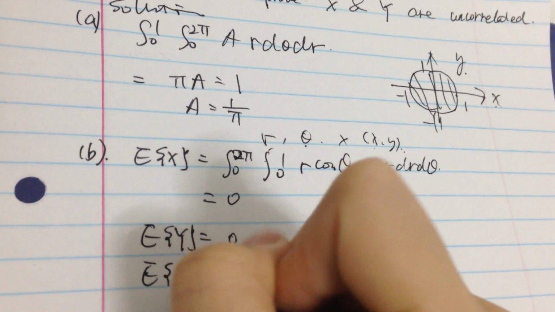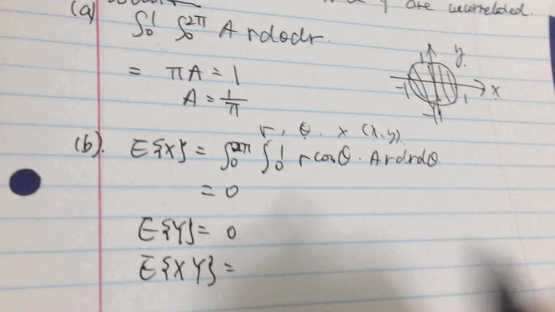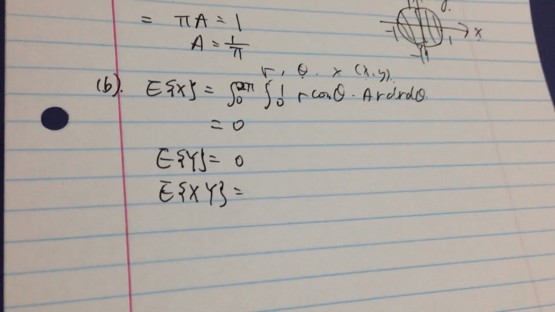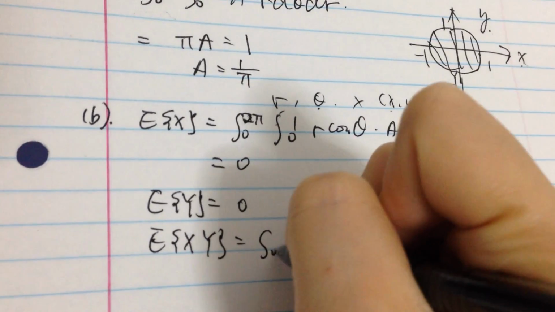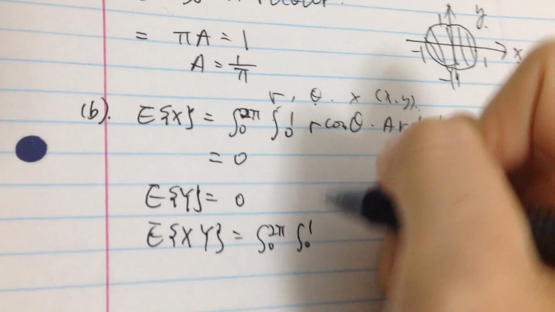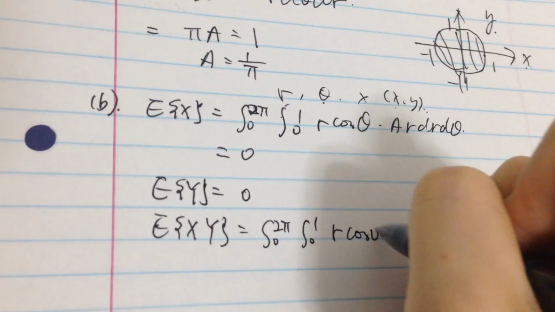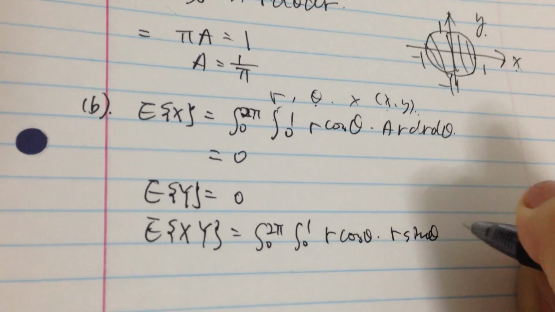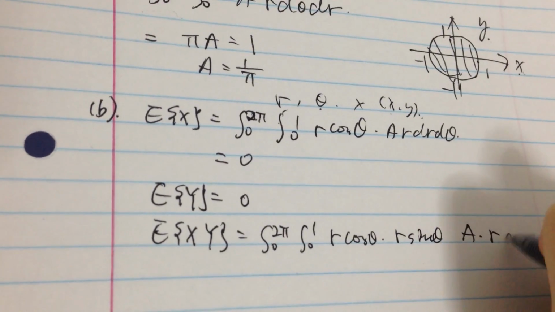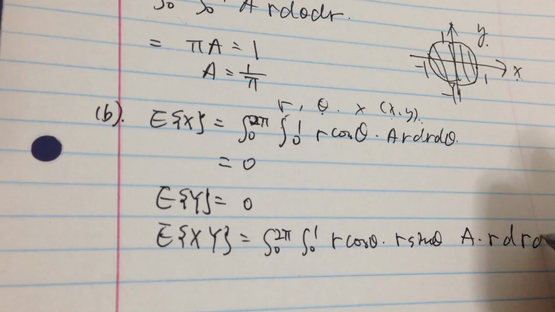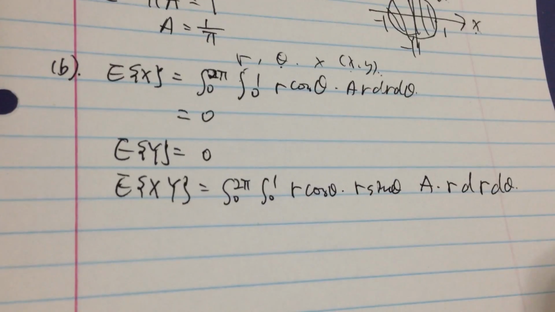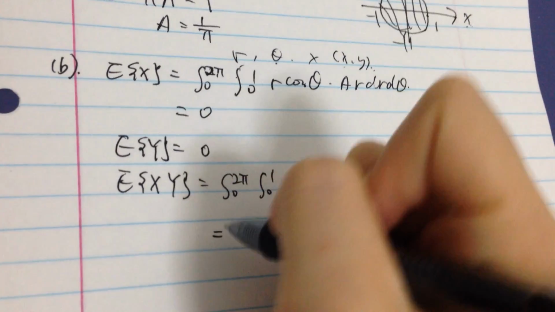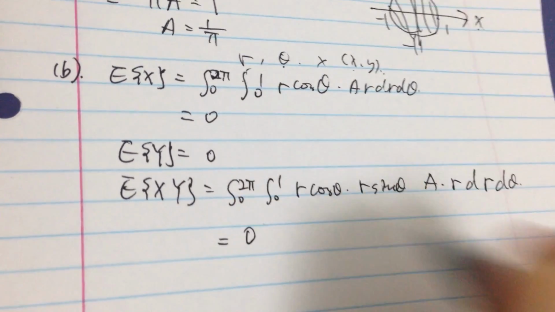So the expectation of x times y, we use a similar way to calculate. I'm going to write it down. This r cosine theta, r sine theta, a times r dr d theta. So here it's 0 as well.